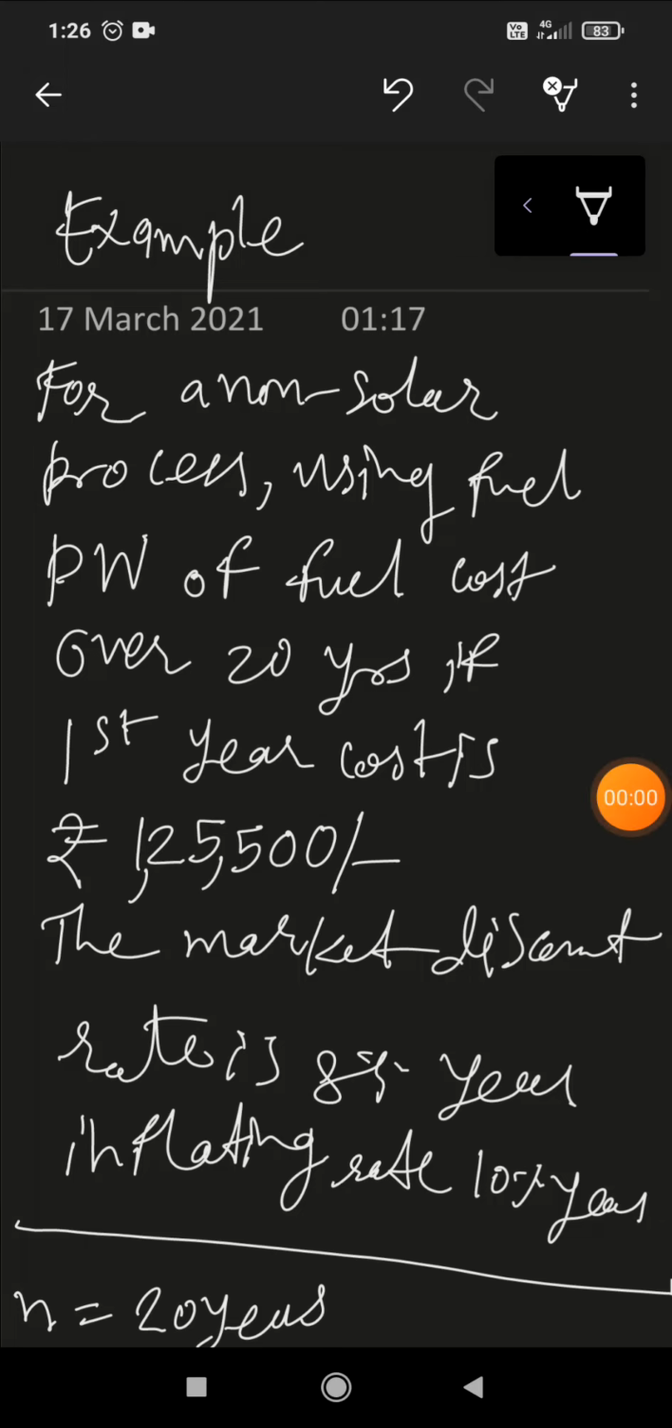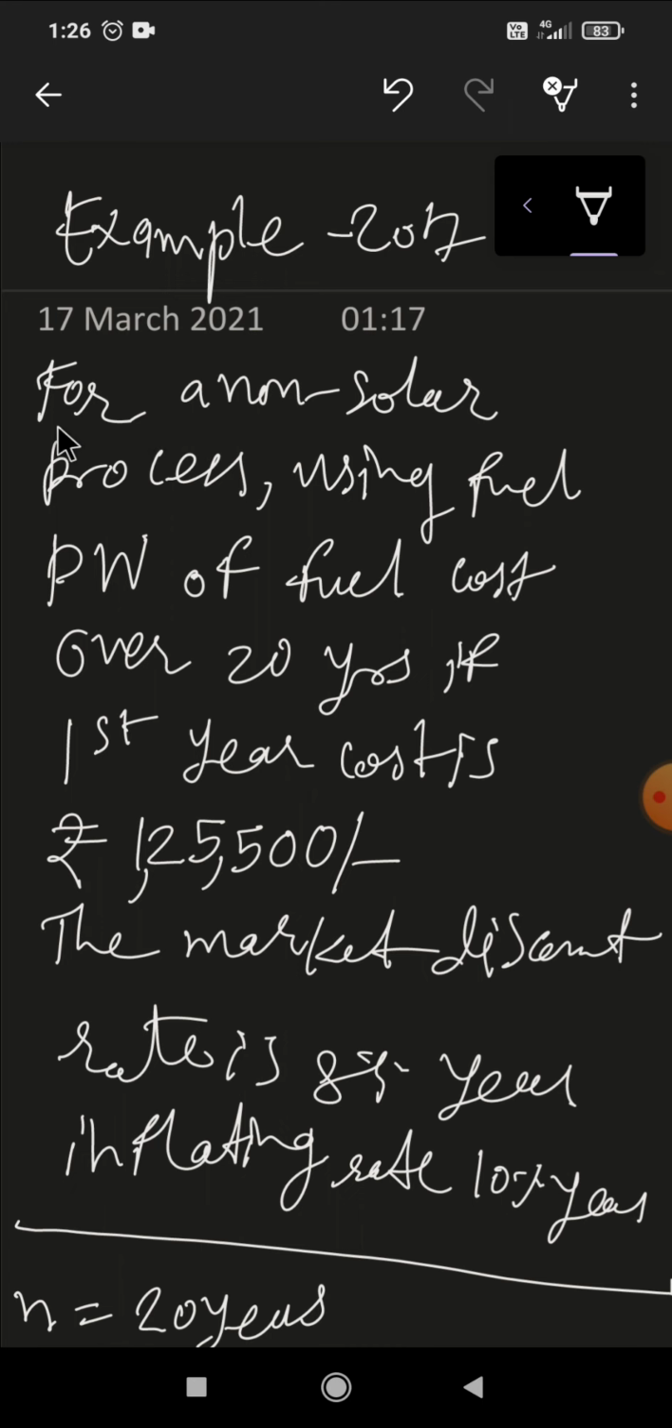Hey guys, in today's lecture, we are going to discuss an example relating to the theory which we have studied in the last lecture. This is an example which was asked in the GTU exam in 2017. In this example, we need to find the present worth of a fuel over 20 years.